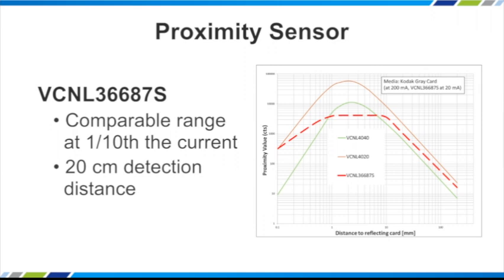And when the VCNL36687S is operating at 20 milliamp forward current, you get a detection distance up to 20 centimeters using a Kodak gray card, which has 18% reflectivity.